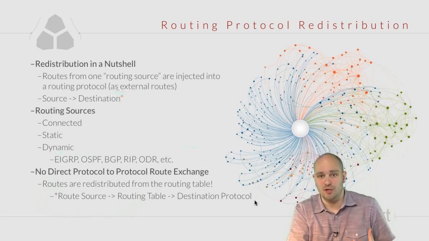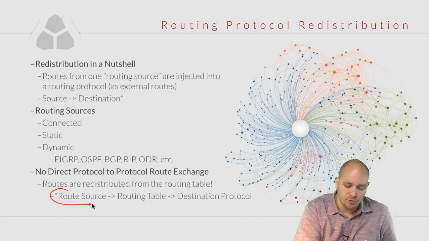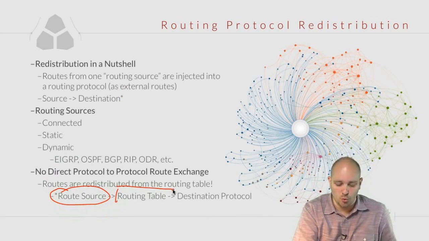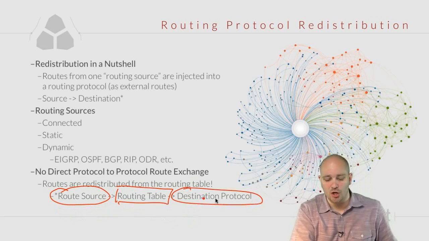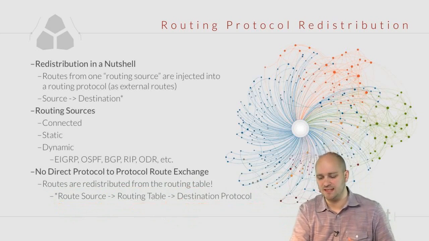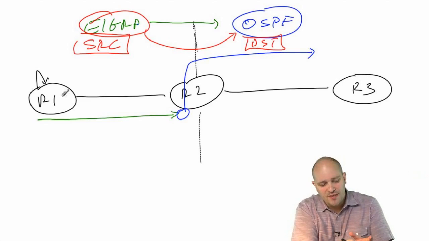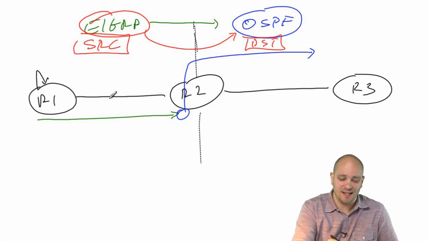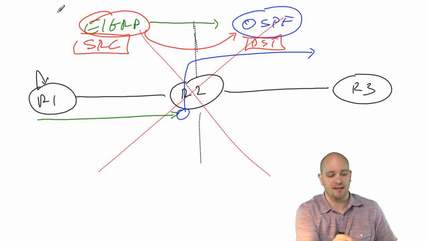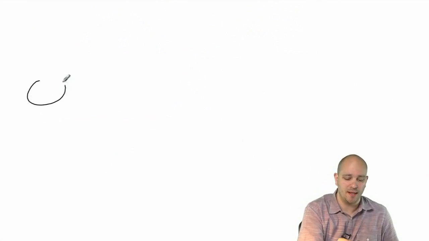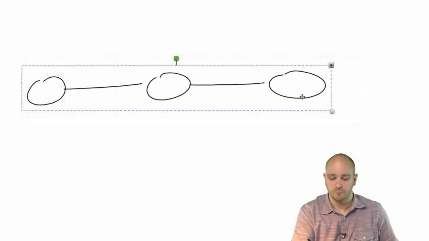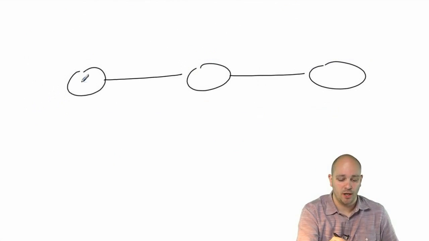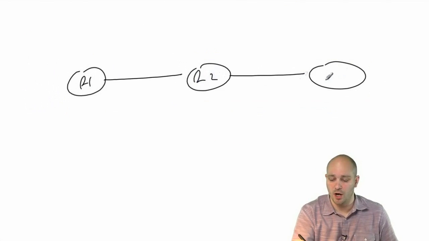The process that actually happens, with just 1 or 2 exceptions, is that the routes from the routing source need to go into the routing table, and then from the routing table they are redistributed, injected into the destination protocol. So this picture here is really a little bit incorrect. A more correct picture would be when we have routers R1, R2, and R3.